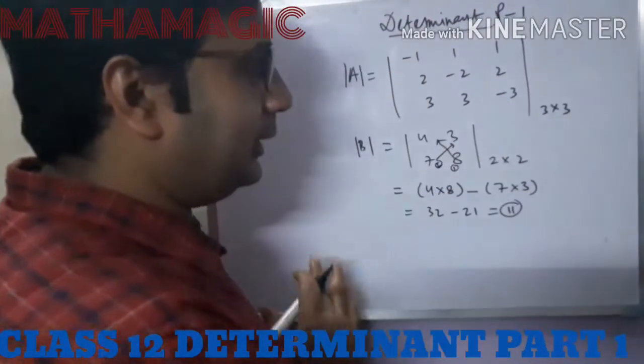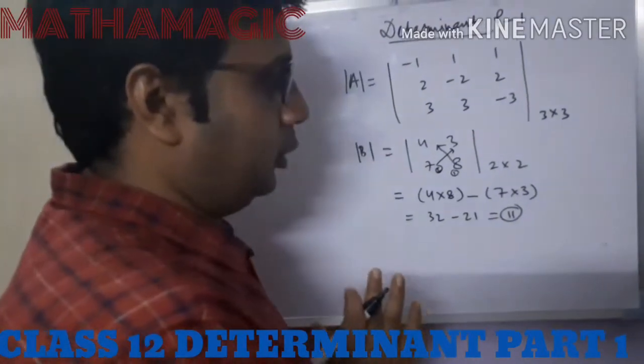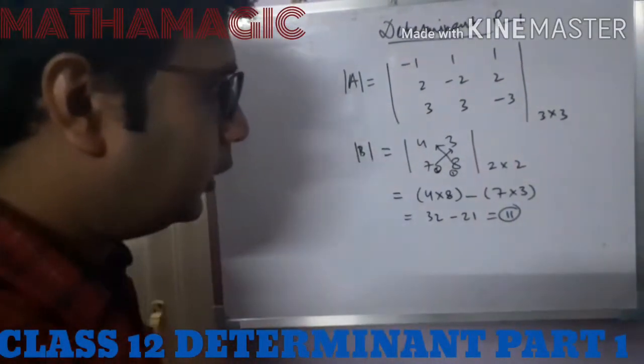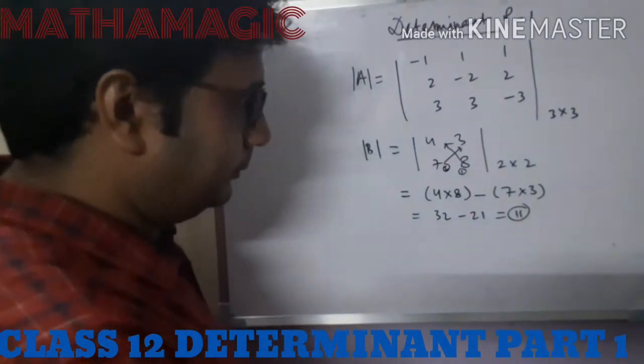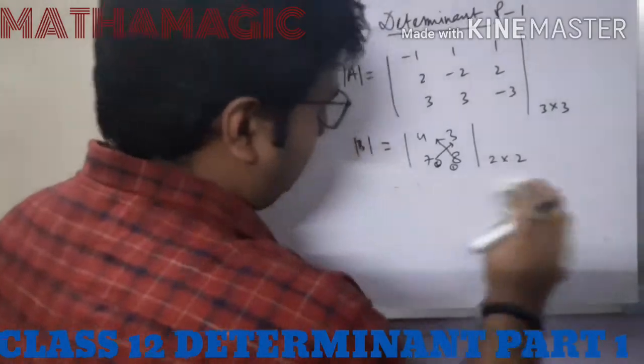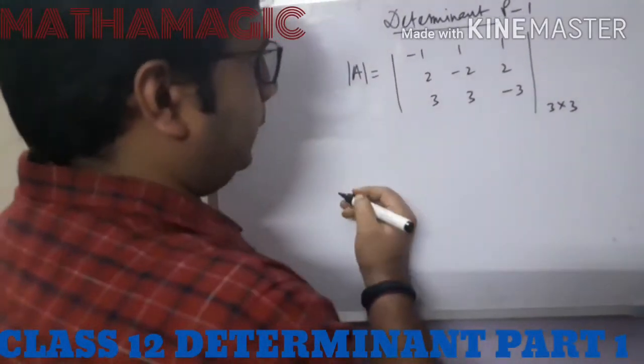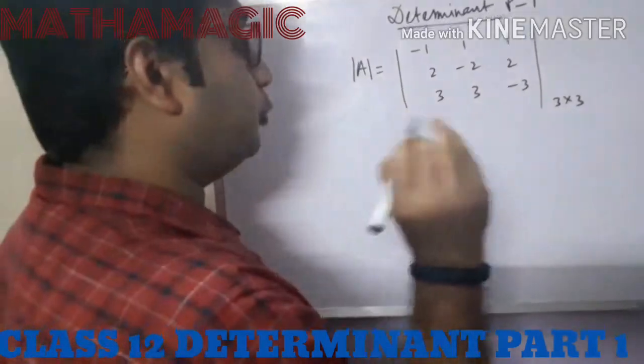This is how we can find the value of a 2 into 2 order determinant. Hope it is clear now. So note it down if needed. Then we will move to the next one, that is 3 into 3 order, which is written here. So in case of solving this, we need to understand so many things.